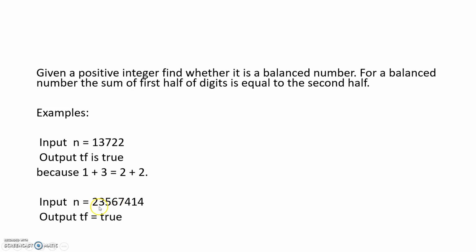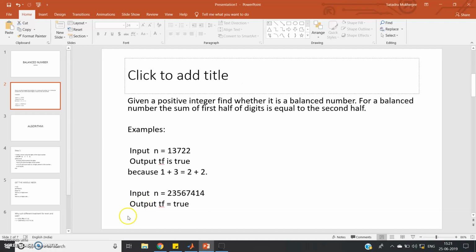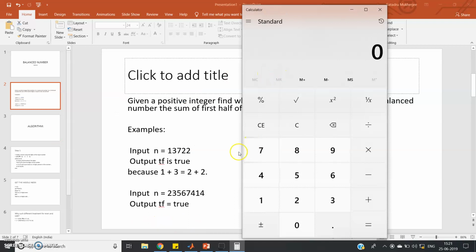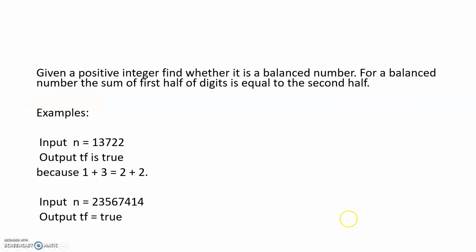Suppose you consider this input: 2, 3, 5, 6, 7, 4, 1, 4. Let me show you. 2, 3, 5, 6 are the first 4 digits, and 7, 4, 1, 4 are the next 4 digits. 2 plus 3 plus 5 plus 6 is equal to 16, and 7 plus 4 plus 1 plus 4 is also 16. So this is also a balanced number, right? So these are balanced numbers.